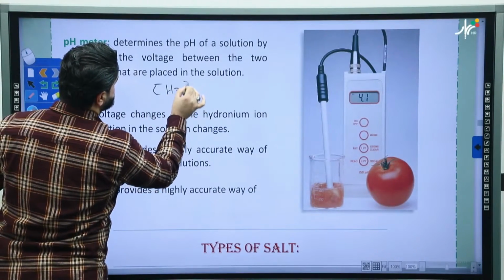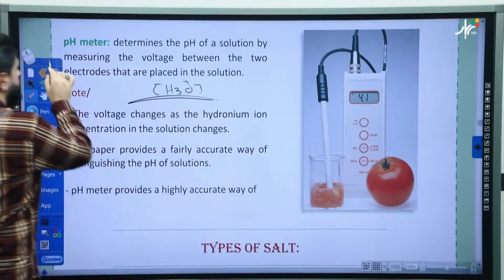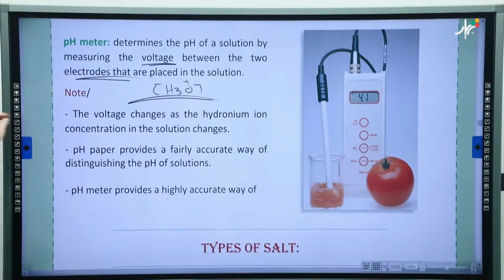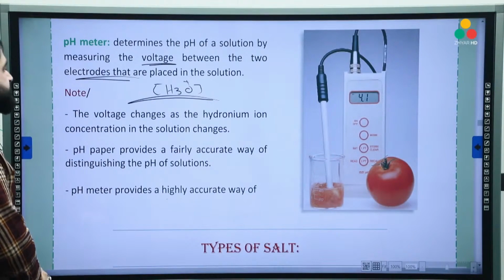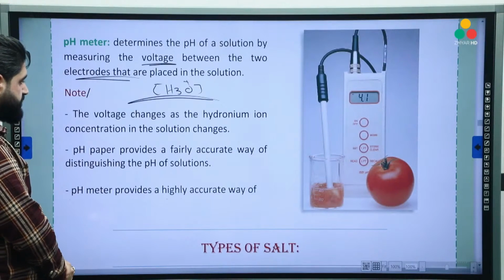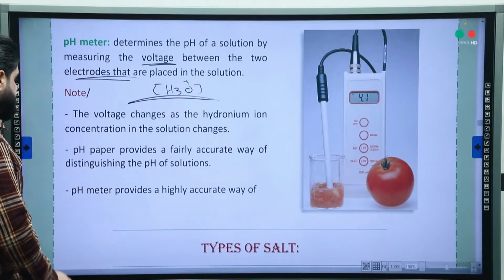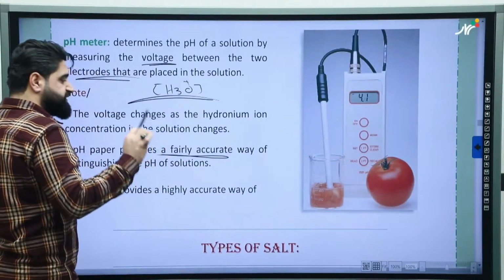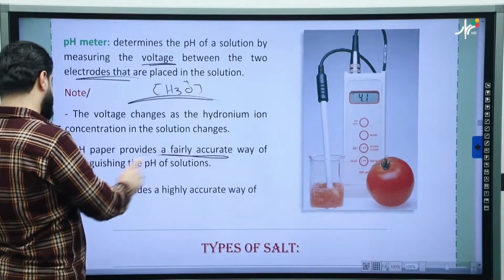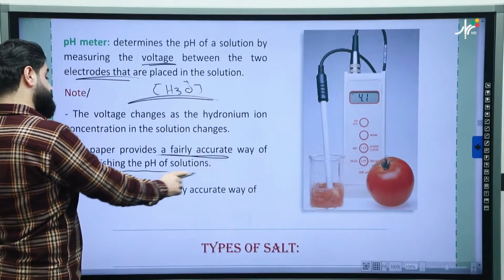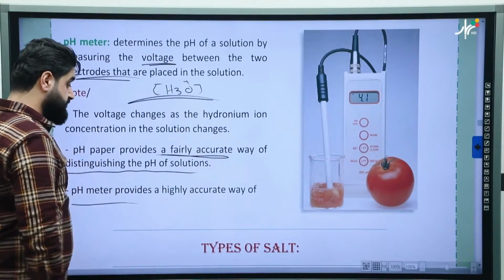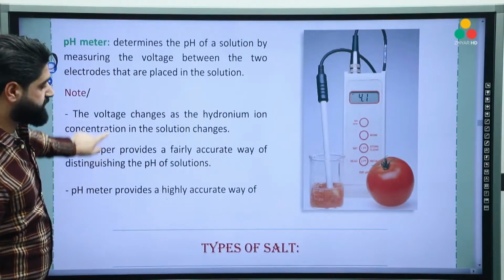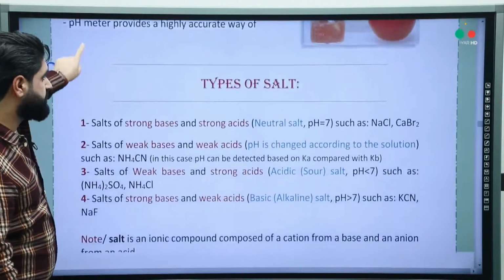A pH meter determines the pH value of a solution by measuring the voltage between the two electrodes, and of course the hydronium ion concentration, H3O+ concentration, is very important. The voltage changes as the hydronium ion concentration in the solution changes. pH paper provides a fairly accurate way, that means it's not precise, of distinguishing the pH of solutions. But a pH meter measures the pH of any solution in a highly accurate way.